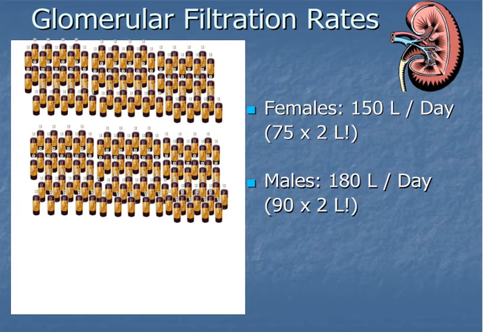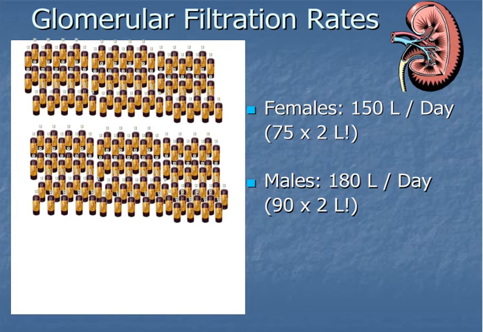Males tend to have an even larger volume of blood that's filtered, somewhere around 180 liters per day. That's about 90 2-liter soda bottles. That's a tremendous amount of fluid. Now remember that the body doesn't actually have, let's say, 150 or 180 liters. Most people have about 5 to 6 liters of blood in the body, and this means that we're filtering that blood several times a day.